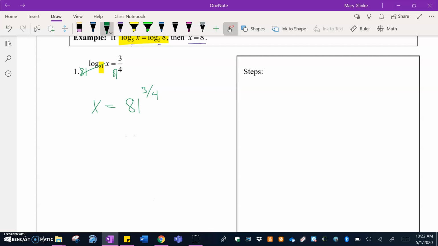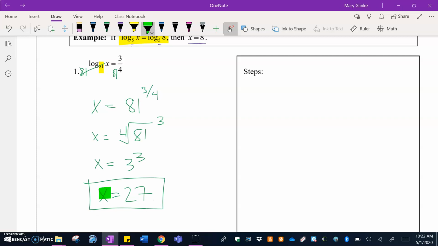And now that I've written it in exponential form, I can actually figure out what x equals. So we can rewrite this using our fourth root of 81 cubed. The fourth root of 81 is 3, and 3 cubed equals 27. So the answer to number 1 is 27. We're going to go ahead and check our answer. If you can imagine plugging this in to your equation, the log base 81 of 27 is 3/4.